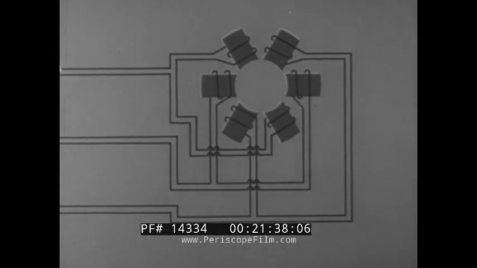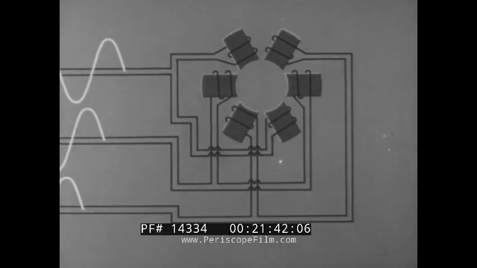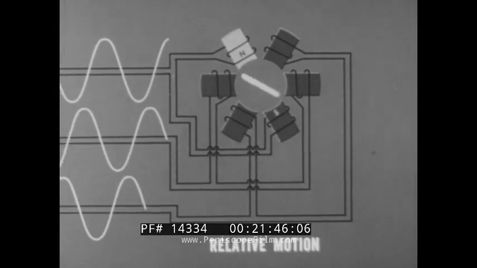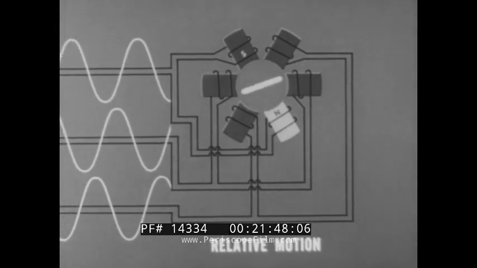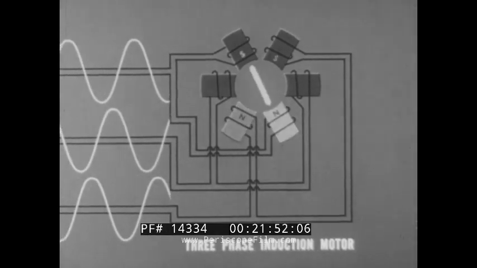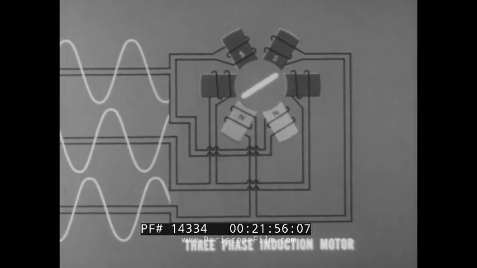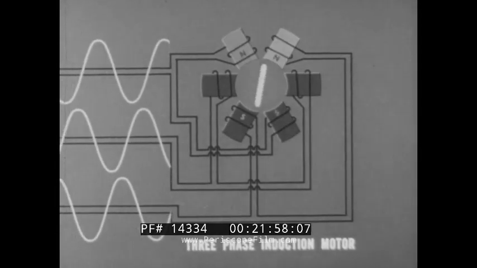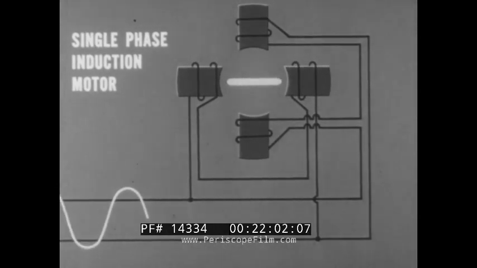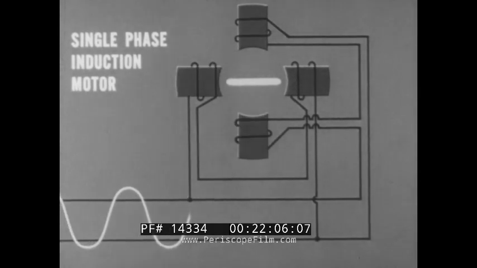When it comes to AC motors, the most commonly used is the induction motor, whose basic operating principle is the electrical rotation of the magnetic field. Relative motion must be maintained. That is, the rotor must move at a slower pace than the rotating field. The three-phase induction motor is very efficient and widely used. The single-phase induction motor differs from the polyphase motors in that it is not self-starting.